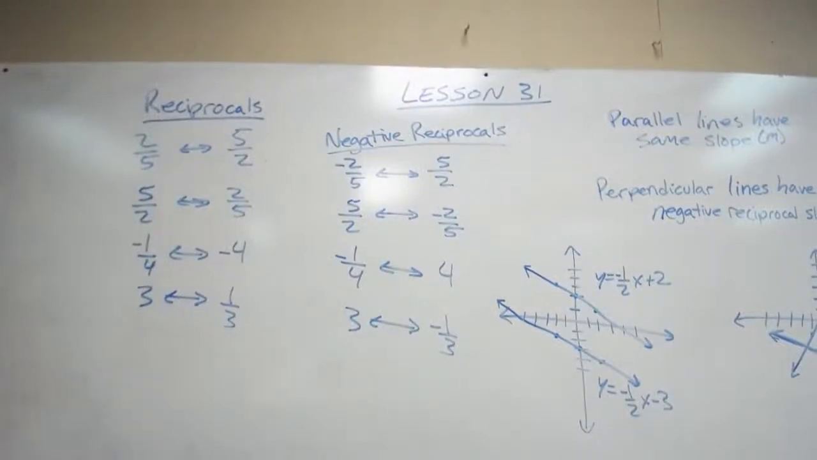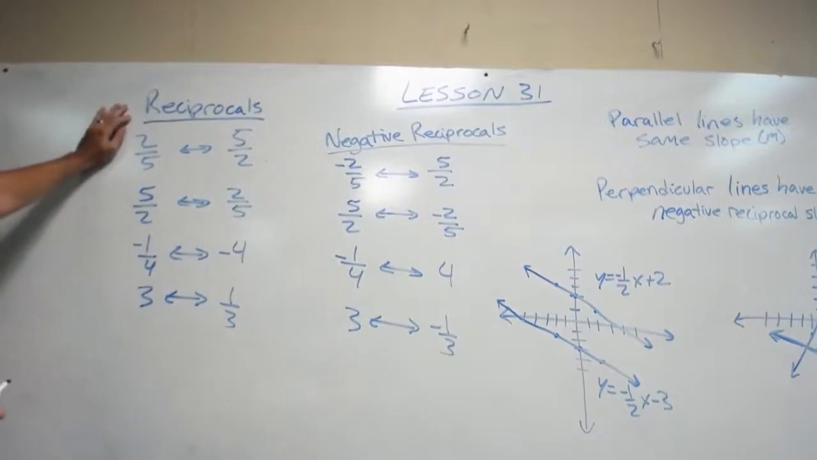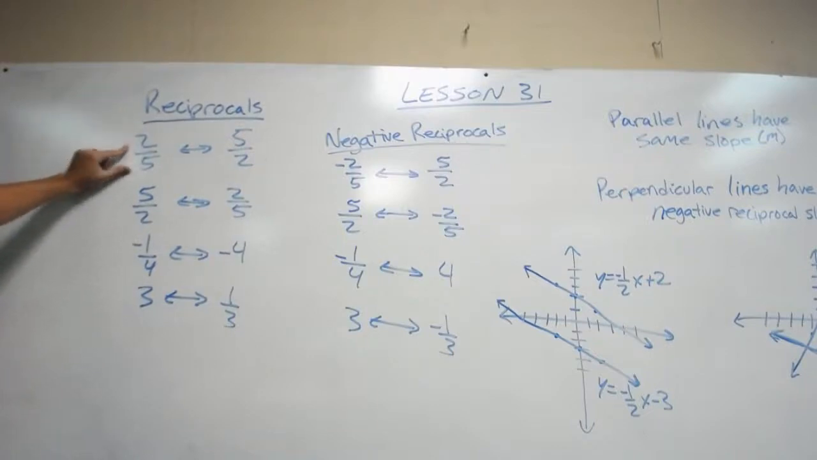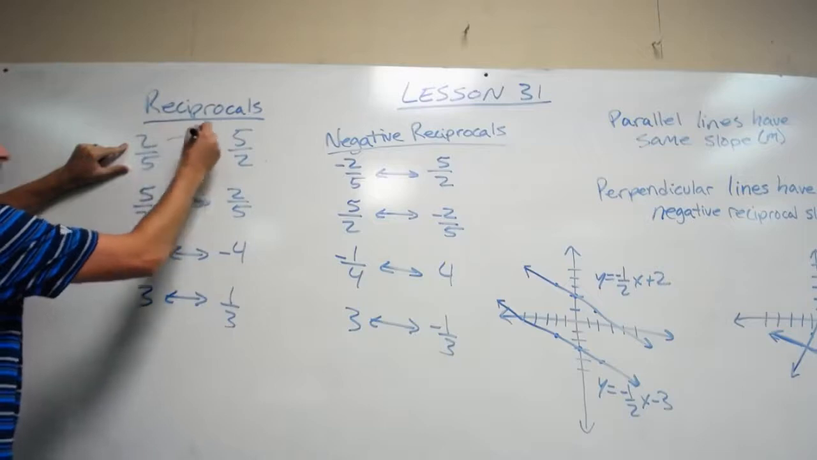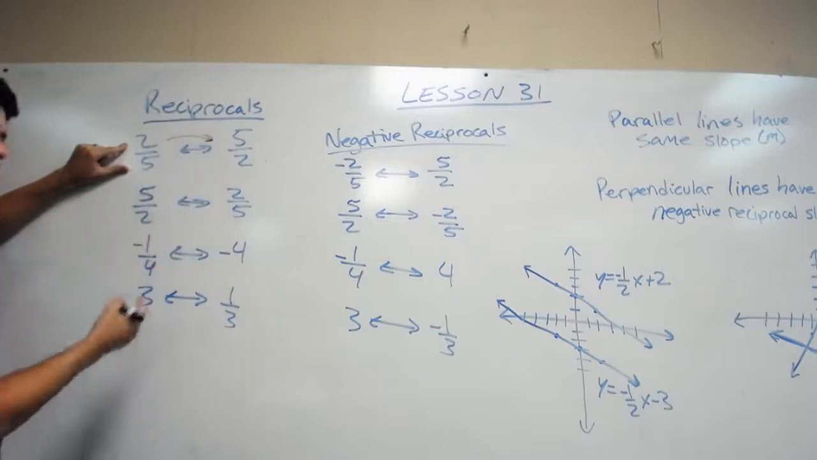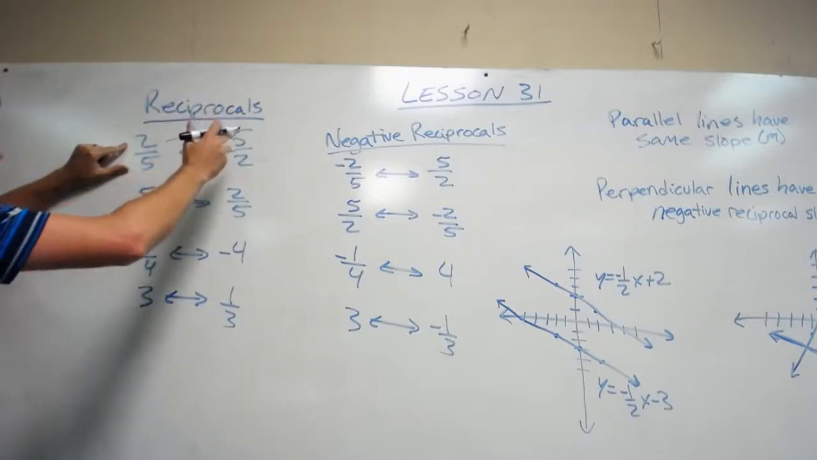In lesson 31, we're going to learn about negative reciprocals, perpendicular lines, and remote interior angles. I want to make sure we know what a reciprocal is. What does that mean when we say that? Well, if we have the fraction 2/5, the reciprocal of the fraction 2/5 is 5/2. And so you simply swap it.